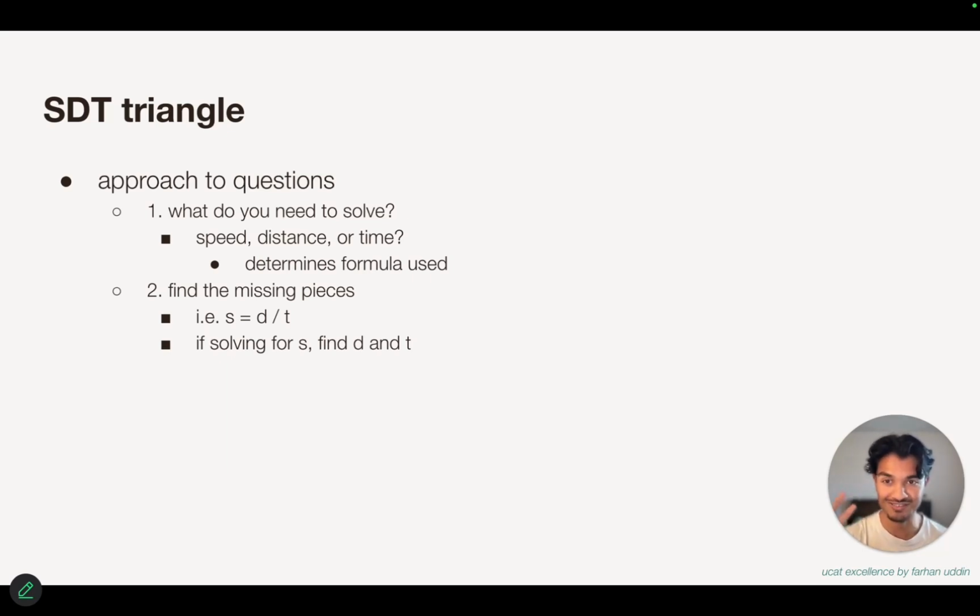Number 2 is to find the missing pieces. So for example, if you're solving for speed, then you need to find distance and you need to find time. The question will give you enough information. You might need to use your maths to figure out those pieces of information, but somewhere or another, you'll be able to find distance and time to find that speed. And that's it. That's the approach to every single one of these questions.